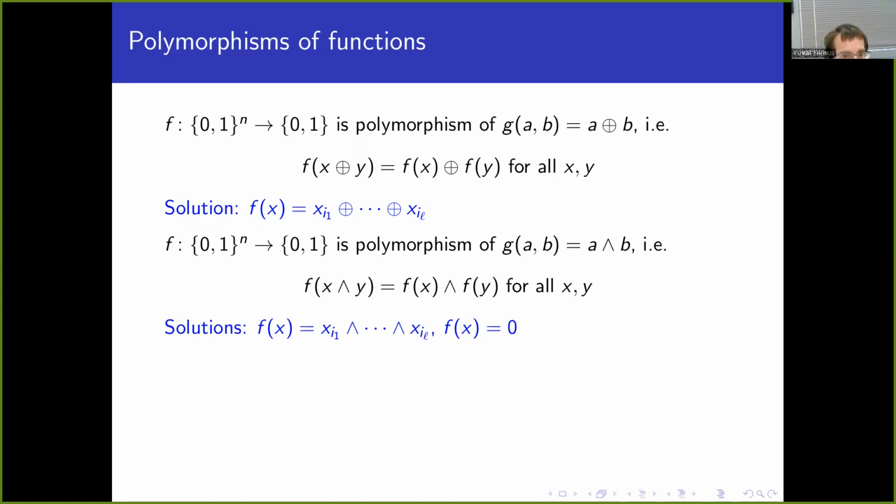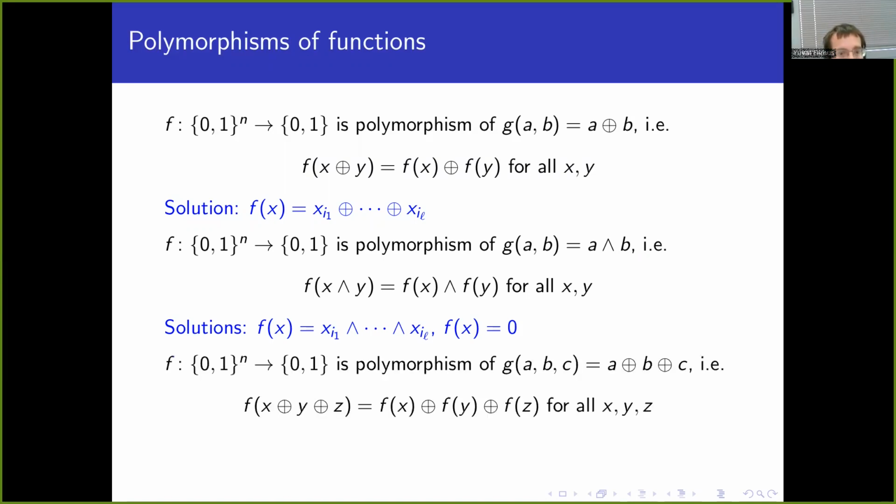Finally, an example where g has more than 2 inputs. In this case, g has 3 inputs, and it computes their XOR. Once again, we can define f being a polymorphism of g, and this is the same as this equation here. In this case, the solutions are XORs and their negation.